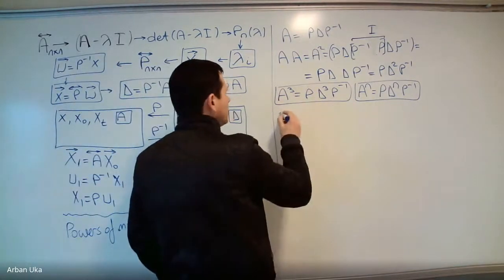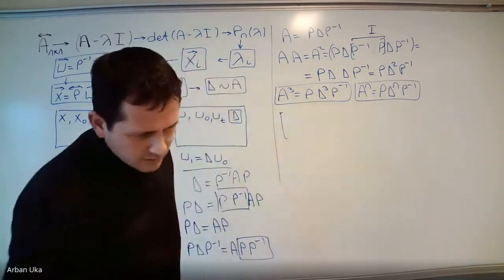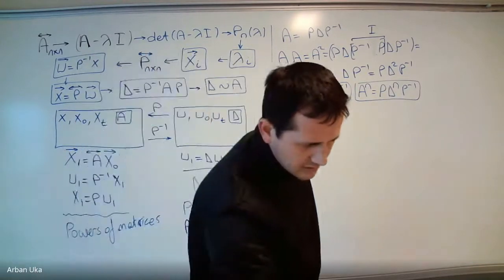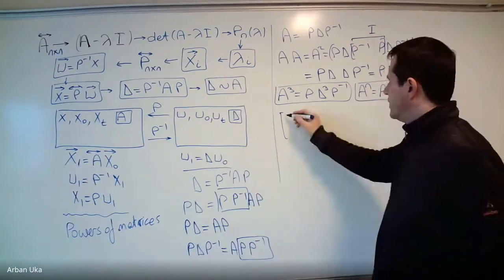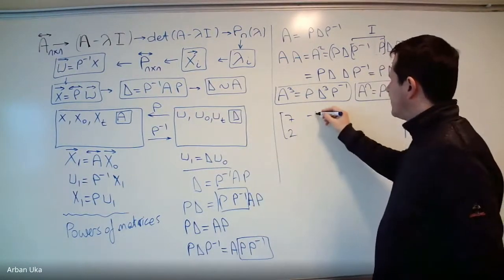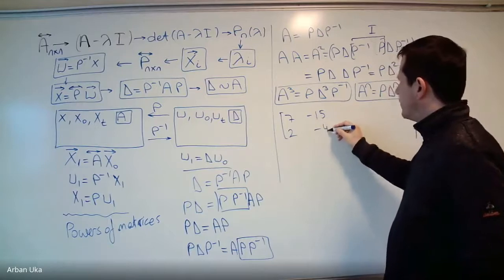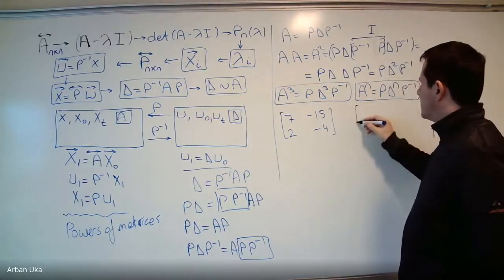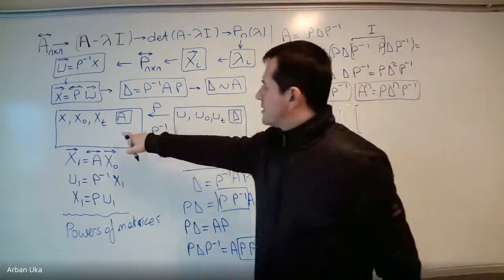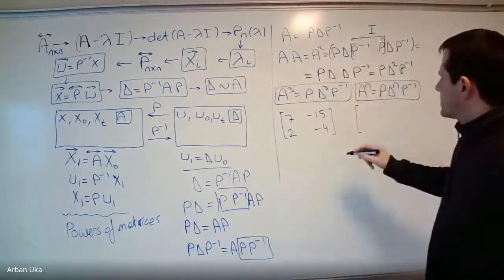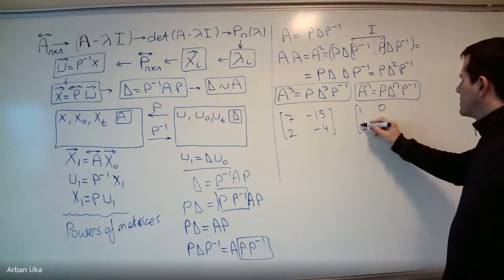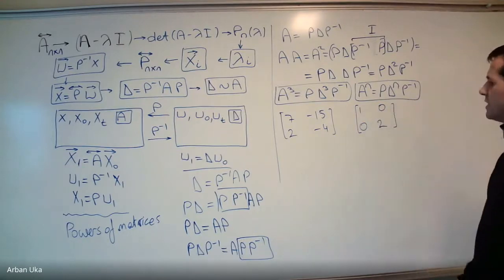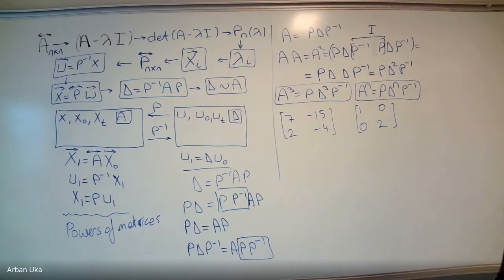So let's assume a matrix, let me pick a specific matrix here. Here I have 1, 7, 2 minus 15 minus 4. So this is 7, 2, minus 15, minus 4. Now this is the matrix in the standard basis. This is how it looks. And the diagonalized version of this matrix is 1, 0, 0, 2. So now the question is, if you are in an exam, which one can you find the square of faster?